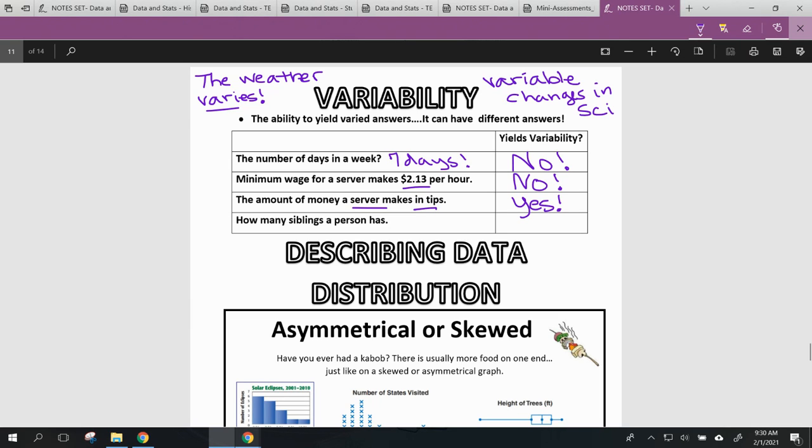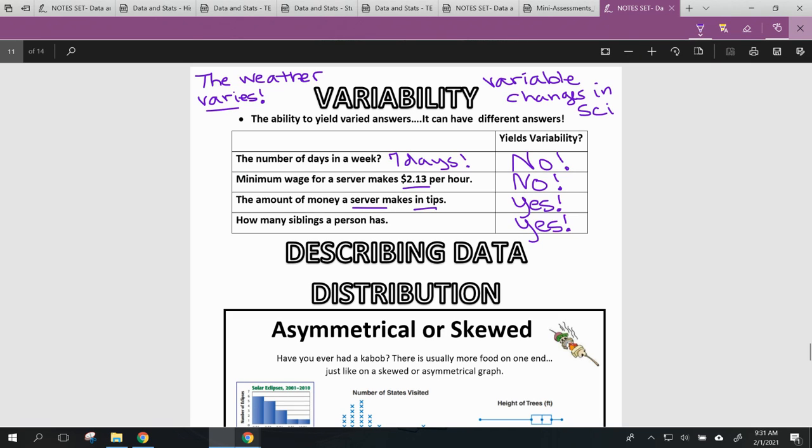Okay, our next question: how many siblings a person has? If we ask everybody in our class, how many siblings do you have? Yes, we are going to get different answers. Some people may say none. Some may say one. Some may say three. Variability means asking a question and being able to get different answers, essentially. And we'll look at some examples in your lesson.